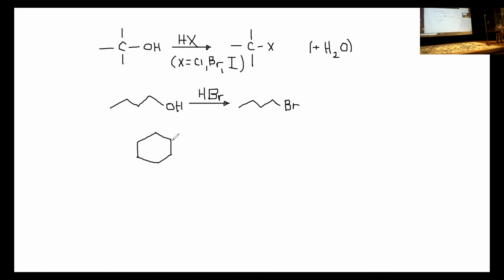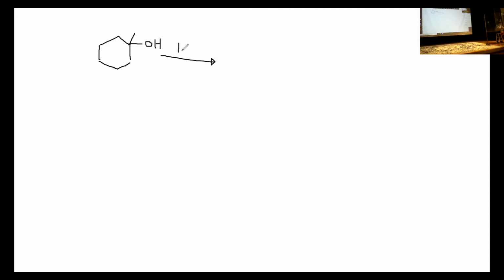So here's 1-methyl-cyclohexanol. Let's treat this with HCl. Same idea: you look at where your OH is, and you look at what the halogen is in the hydrogen halide you're given, and you just switch them. So I would expect that we would get 1-chloro-1-methyl-cyclohexane. And yes, you'd also get a molecule of water. That would be the expected major product.